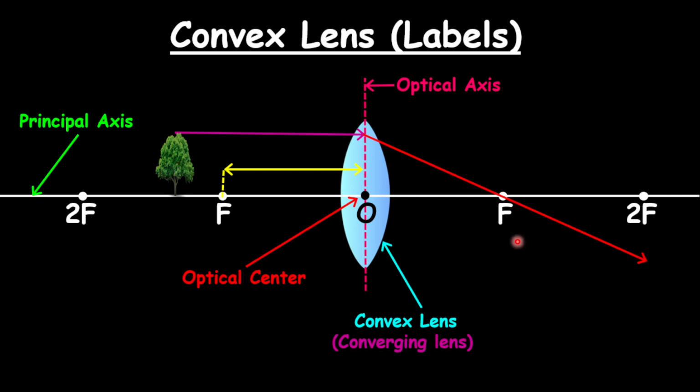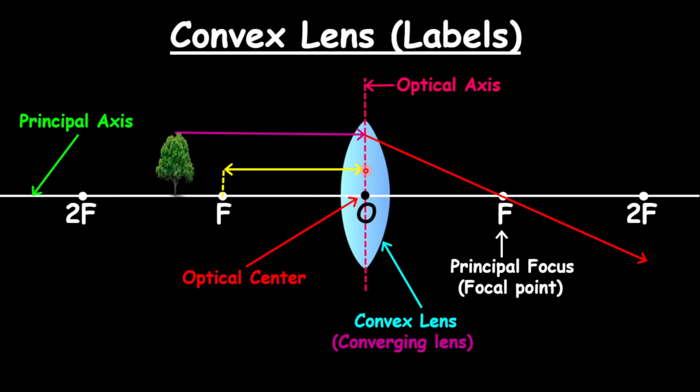Along the principal axis, we have what we call our focal point. Our focal point is also called our principal focus. And this point is where all refracted rays must pass through. A point to note is that refracted rays only come from parallel incident rays. And let's talk about that a little bit more later.